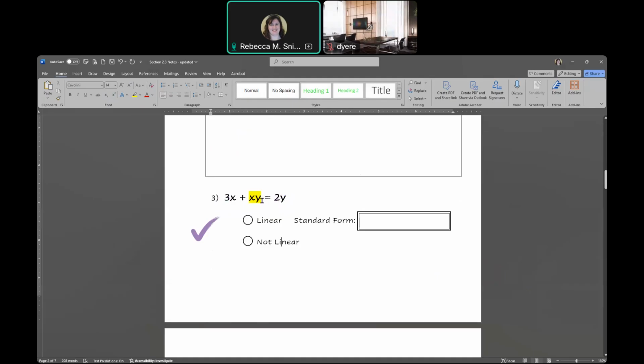And same if I were to try and divide this y out, I would create a fraction on my 3. And so therefore, this one is just purely not linear because there's nothing that I'm going to be able to do that would give me standard form in its proper form. Okay.